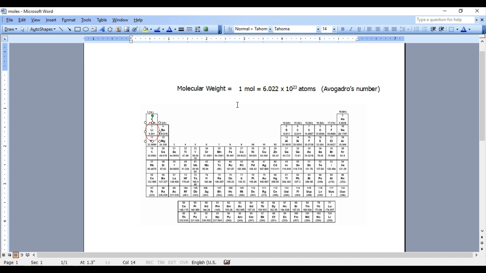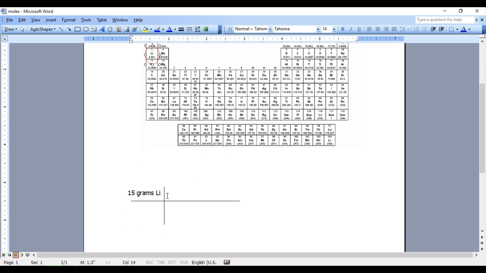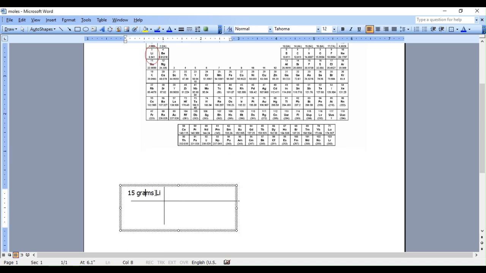So let's work with it. If we have 15 grams of lithium, how do we find out how many moles? Well, I've got grams on top. In dimensional analysis, I always write the units first, the label. Do not write any numbers yet. I'm working with grams of lithium. All right, so grams of lithium to moles, that's my conversion. So grams on the bottom, moles on top, do my labels.